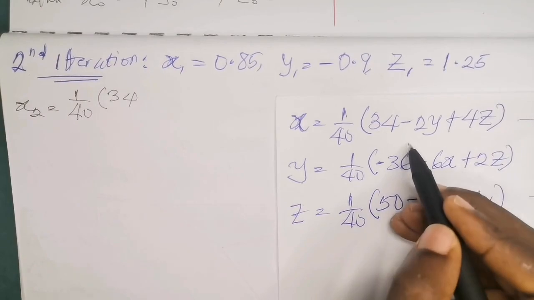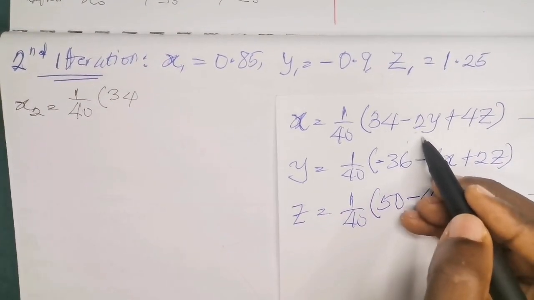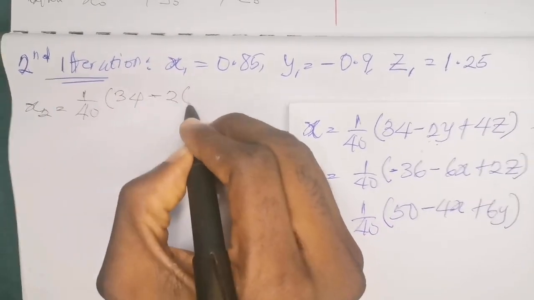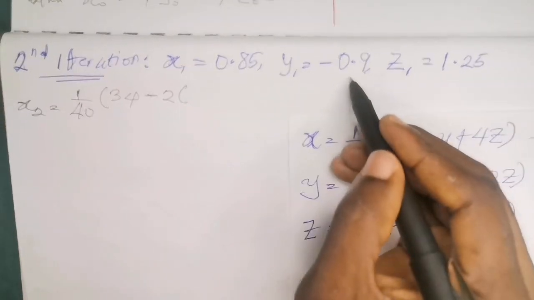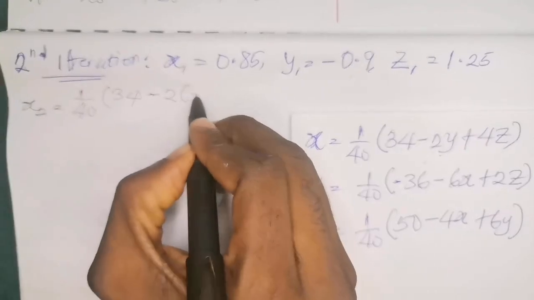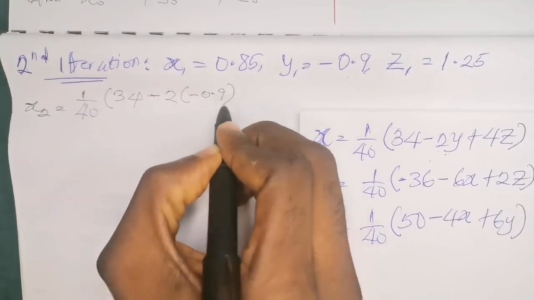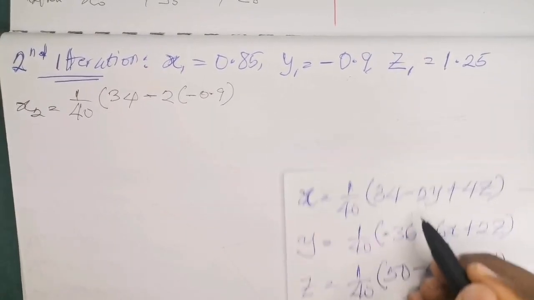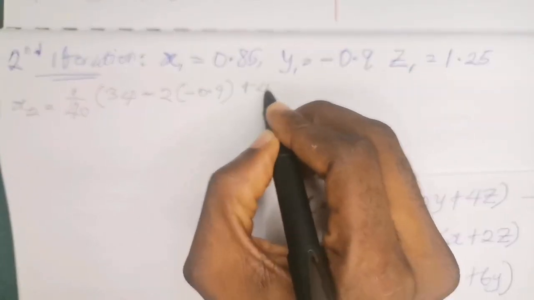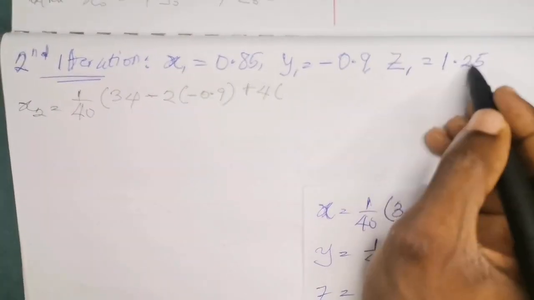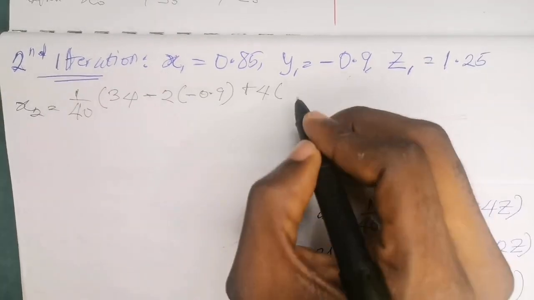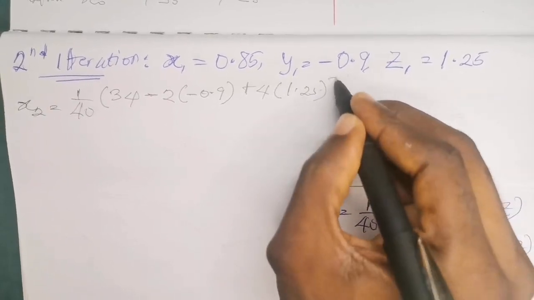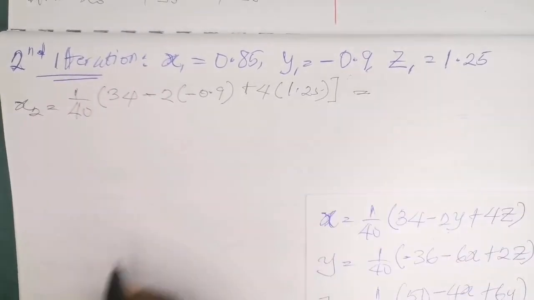minus 2y, y now becomes y1, so minus 2y1, y1 now has a value of negative 0.9, so negative 0.9, plus 4z, z now becomes z1, so that is simply plus 4z1 itself. We had z here to be equal to 1.25, so that becomes plus 4 times 1.25, and we simply have this. So let's see what we are going to obtain.